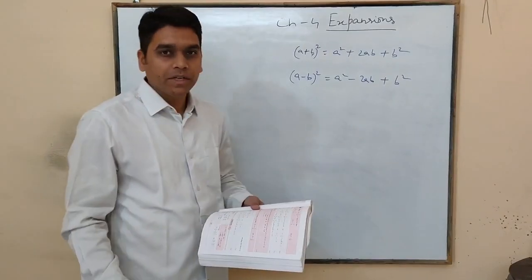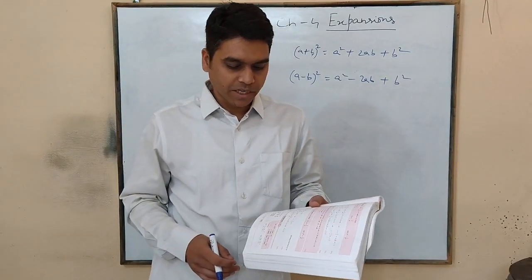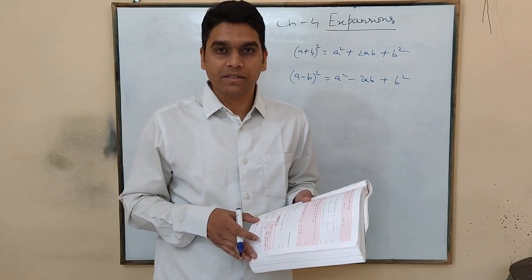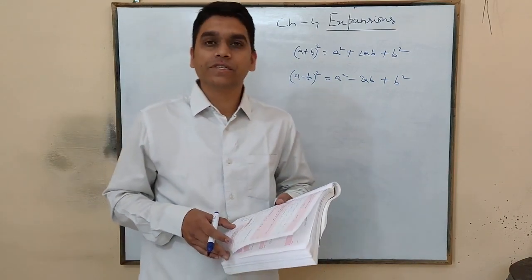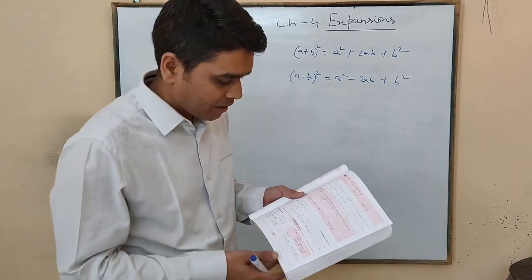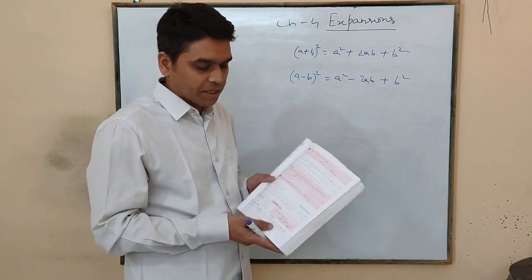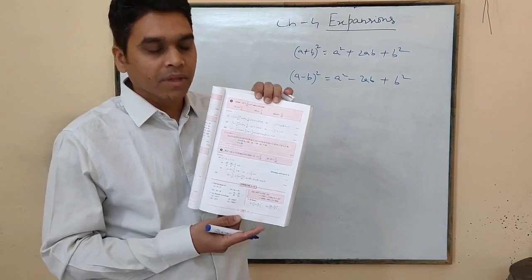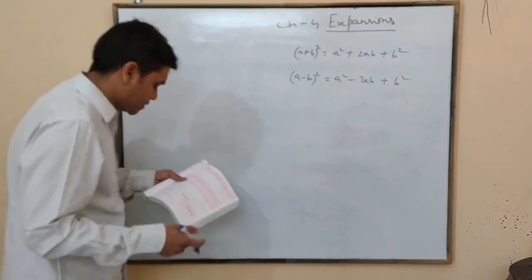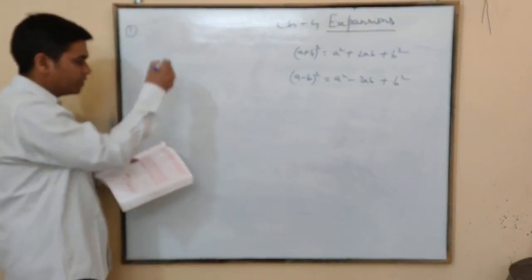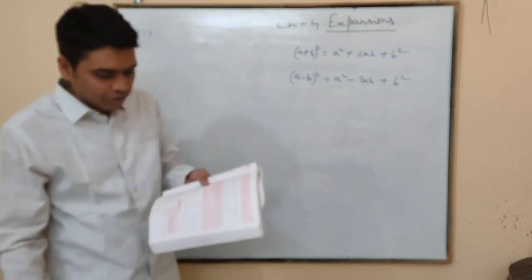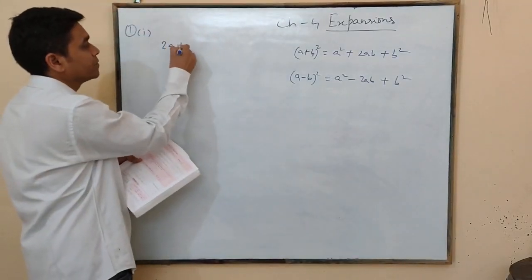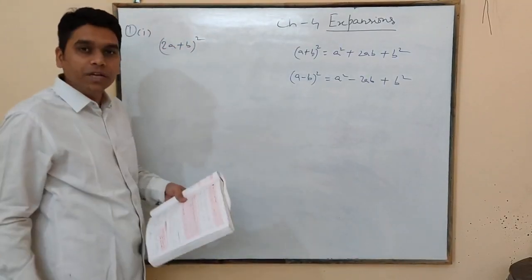Now we are solving some questions from exercise 4A. In this book, in this chapter there are 5 exercises: 4A, 4B, 4C, 4D, 4E. Today we are solving some questions of exercise 4A. So we are solving the first question, first part. The question is: find the square of 2a + b.